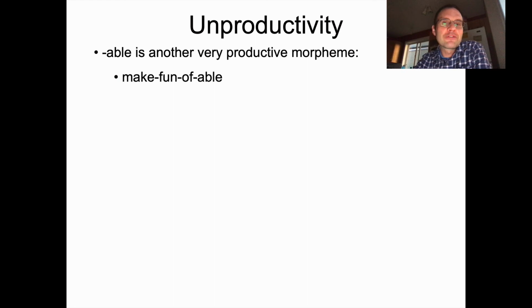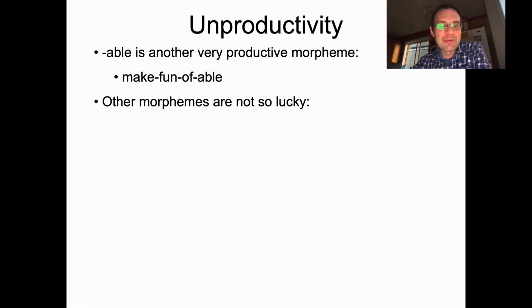There are other productive morphemes in English. Able is a very good one. I once had a friend make up this word, make-fun-of-able. Again, describing a property that some particular verb has. So I think you can say something is marketable or sellable, and so on and so forth. This is a more complex verb because it has three words in it. Make fun of is a verb, and then you can turn it into an adjective and say it's make-fun-of-able. Perhaps like this lecture, hopefully not.